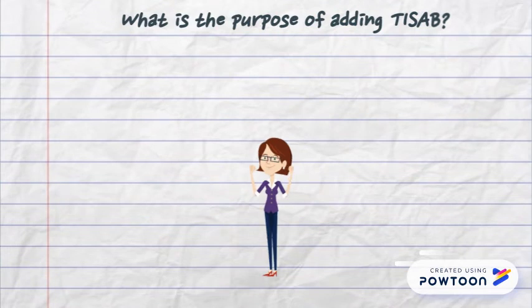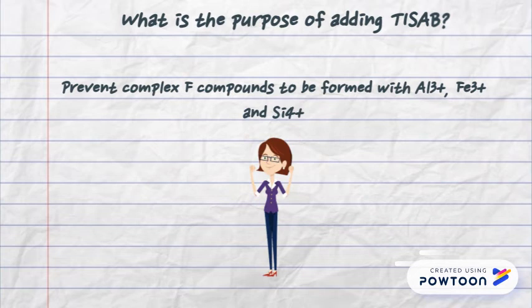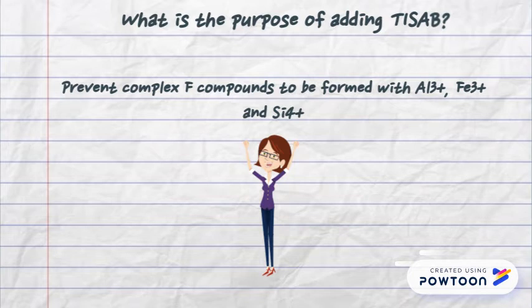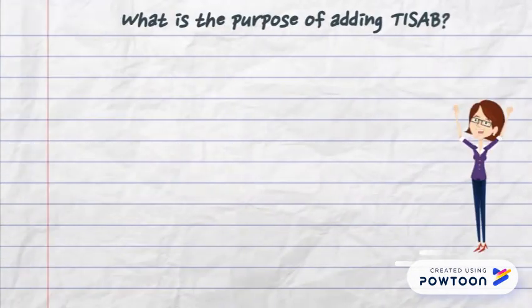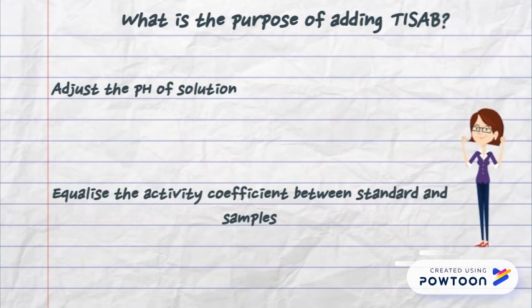Adding TISAB into both standard solutions and sample solutions is required for the ISE experiment. So what is the purpose of adding TISAB? The first purpose is to prevent the forming of complex compounds by fluoride ions and cations like aluminum ions, iron 3+ ions, and silicon 4+ ions. Another purpose is to adjust the pH of the solution, and on top of that, TISAB is also equalizing the activity coefficient between the standard and the samples.